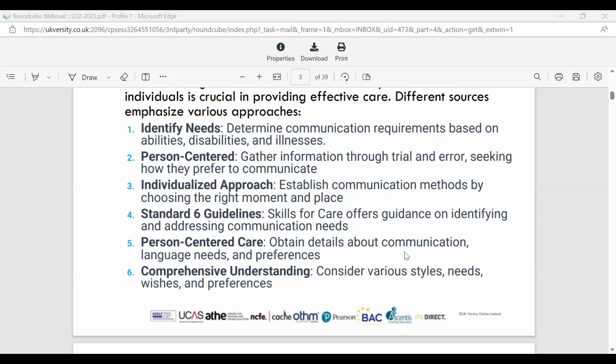Comprehensive understanding is to consider various styles, needs, wishes and preferences. It's important to understand the person's language needs in case you are not there to support them. So, for example, if you need to provide an interpreter for them, you will be able to provide that interpreter because you will know what their language needs are.